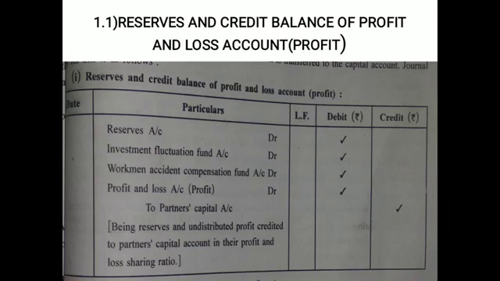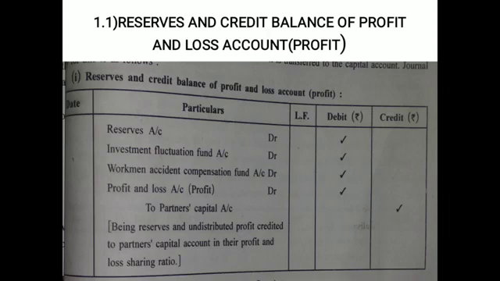Understand, the topic is reserves and credit balance of profit and loss account, which is profit. Firstly, these things are given on the liabilities side of the balance sheet. Balance sheet is always having two sides, and these are the balances given on the credit side, that is the liabilities side of the balance sheet. Now the dissolution of firm takes place. So what to do with these items? I mean the accumulated reserves and undistributed profit.